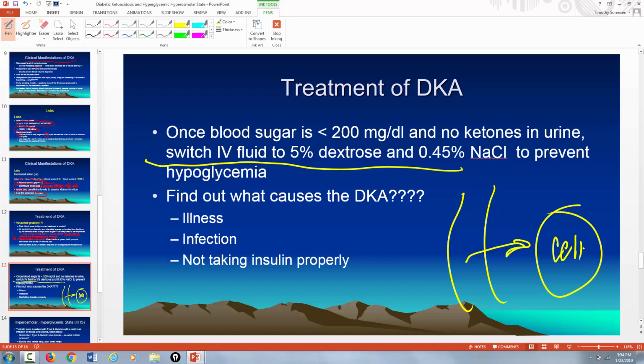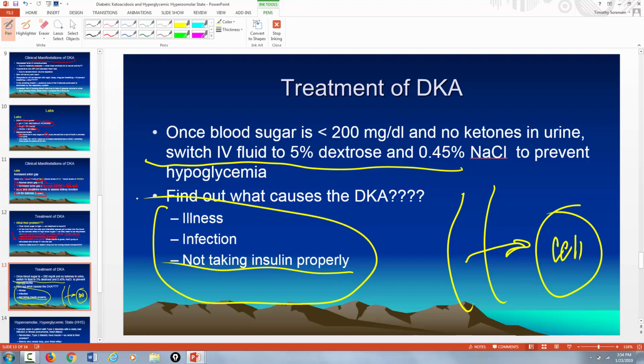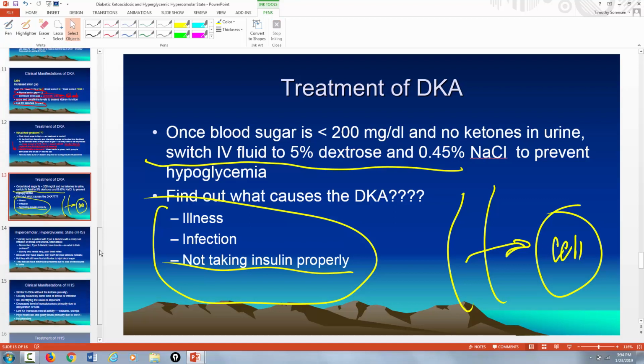And then you want to find out what caused it. Was it caused by illness, right? They have a heart attack, they have pneumonia, infection, or was it because they weren't taking their insulin properly, or potentially all three? So once you correct the ketoacidosis, you identify the cause, and that's diabetic ketoacidosis.